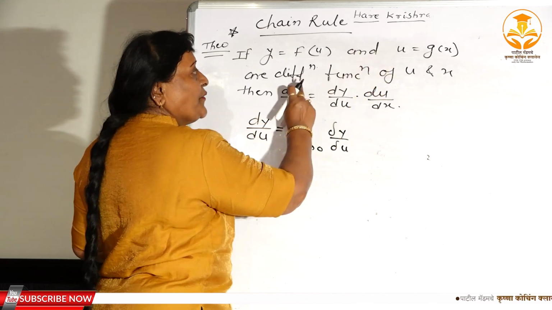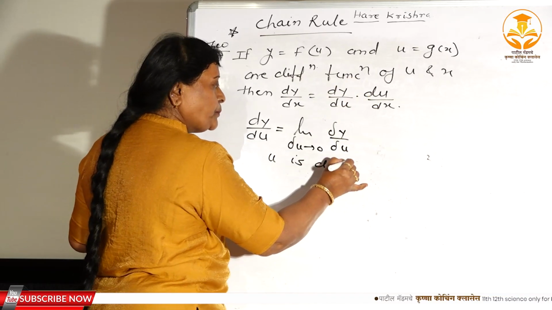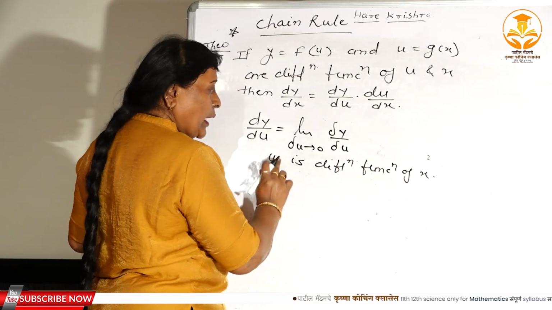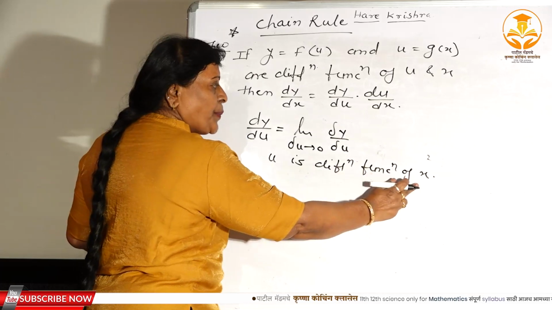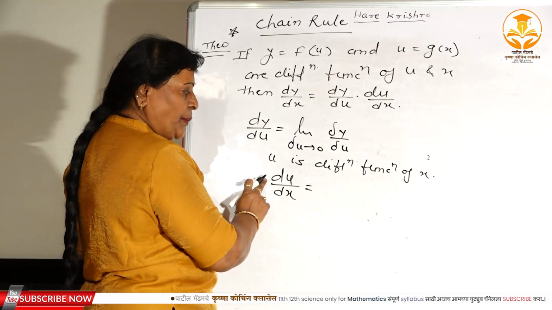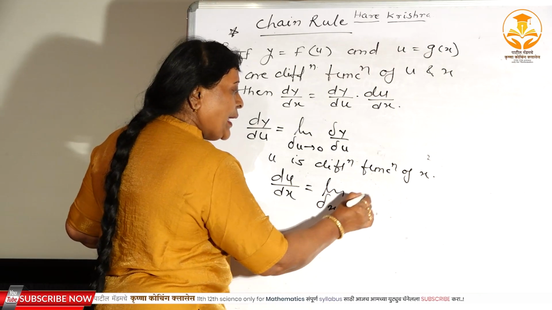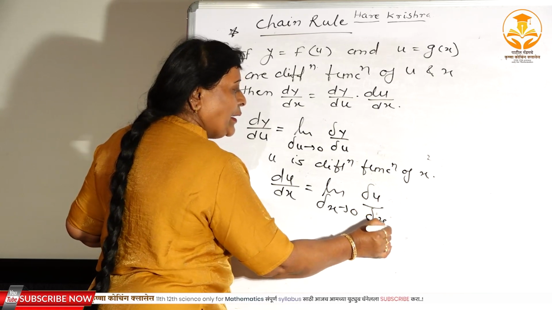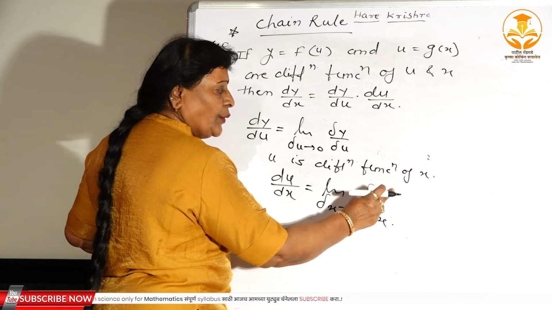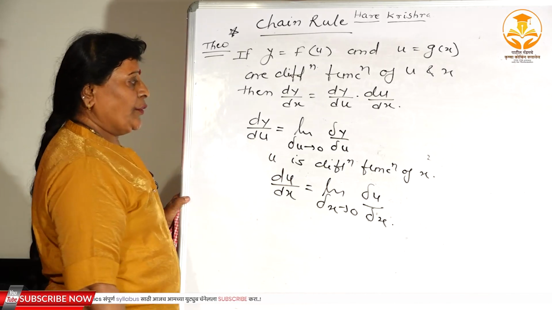Again, u is a differentiable function of x. What is the meaning of this? The derivative of u with respect to x exists, means du divided by dx exists. And what is the meaning of this du divided by dx? That is limit del x tends to 0, del u divided by del x, right? Again, the ratio of the small change in the value of u as well as in the value of x and their limiting position is called a derivative, isn't it?